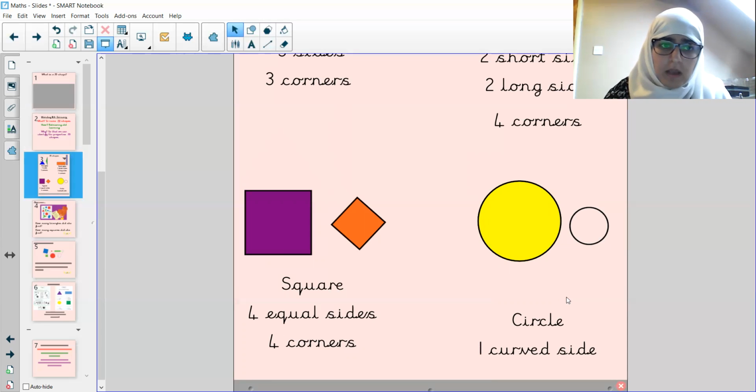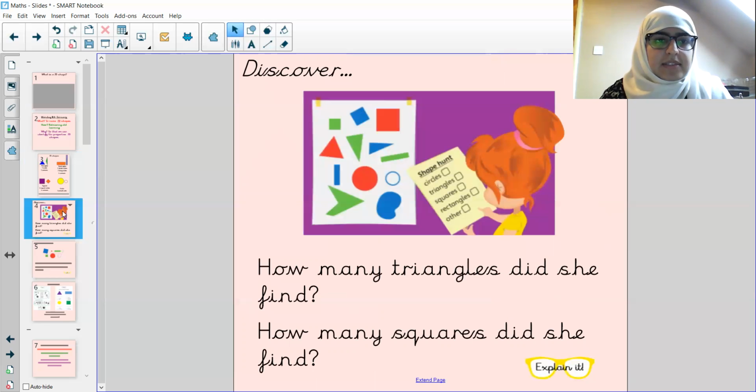They just have one curved side. You might want to have paused the video now, and you might want to write the properties of each of these shapes now if you would like to. Perfect. So I'm going to move on to the next slide, and this is our discover.